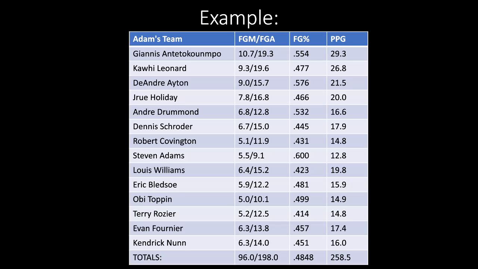And it's important to know and understand this, which is why I made this a second example, so you don't add just the field goal percentages and think that's the be-all and end-all. You don't want to think the Steven Adams 60% is going to drastically help your field goal percentage like the Greek Freak's 55.4. That's not how it works, because the Greek Freak is shooting almost 2.5 times more. The Greek Freak's going to have more of an impact on your overall field goal percentage.